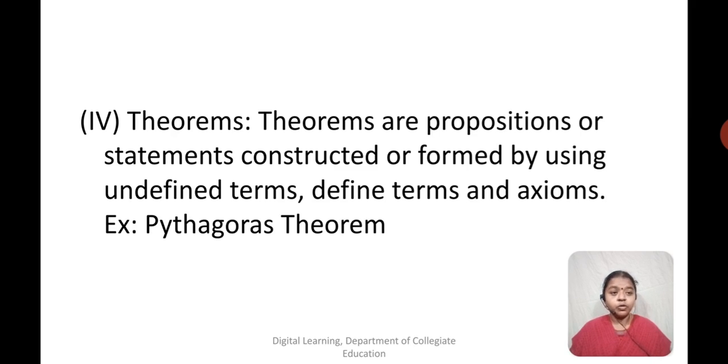So how do we do theorems? What we usually do is we consider the given statement, we assume something and then we get the conclusions. Where do we get all these from? We get them from undefined terms, defined terms and also from axioms. The most famous example is the Pythagoras theorem. I hope everybody knows what the Pythagoras theorem is, so I don't have to repeat it here, isn't it?